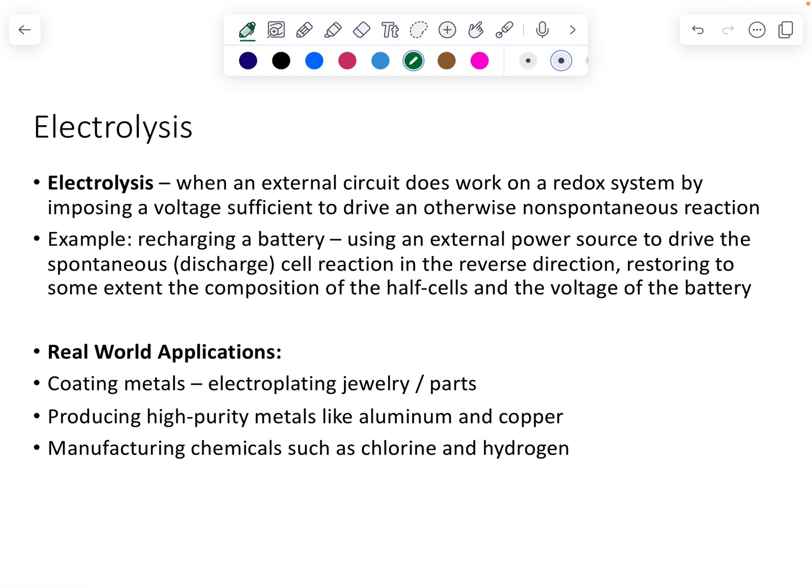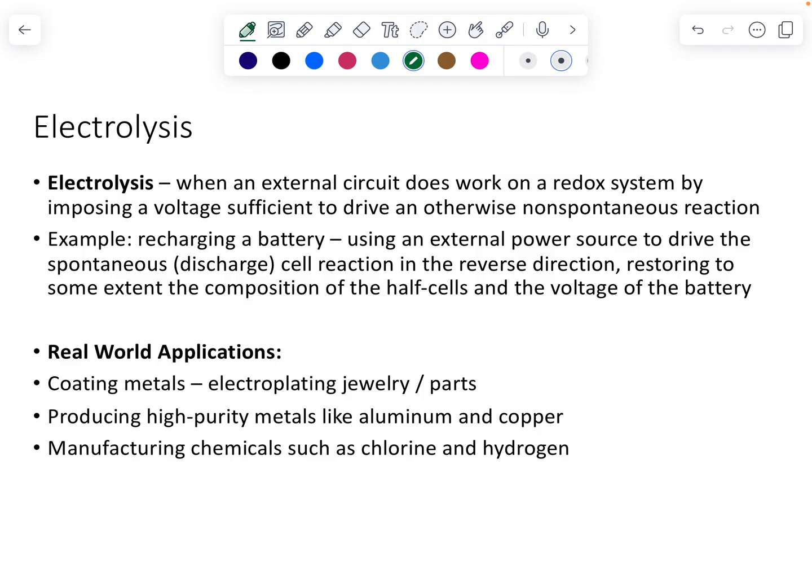Okay, electrolysis. This is when an external circuit does work on a redox system by imposing a voltage sufficient to drive an otherwise non-spontaneous reaction. So these are non-spontaneous, which means that our standard E cell for these is going to be negative. Example, recharging a battery.